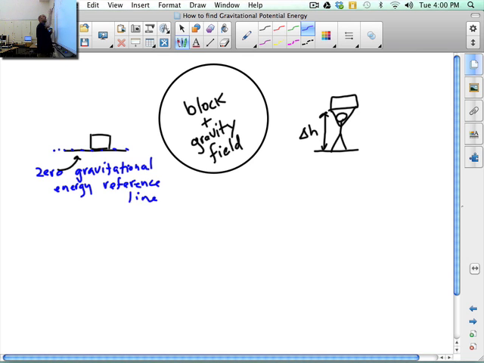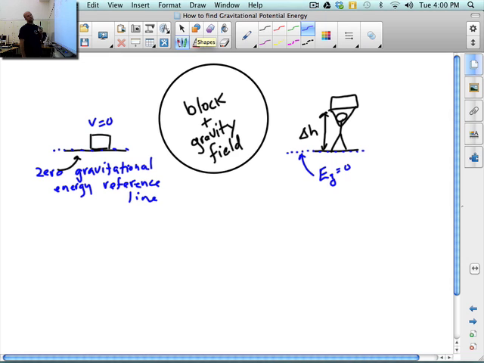I'm going to say the block is not moving. There's nothing elastic in our system. We're saying E gravitational equals 0 at that blue line.